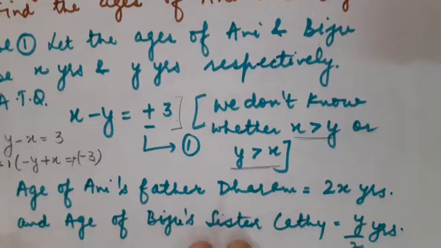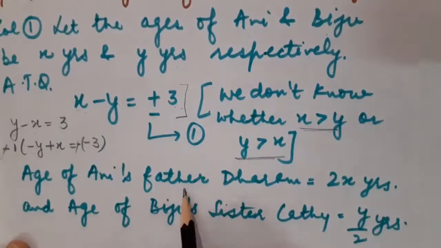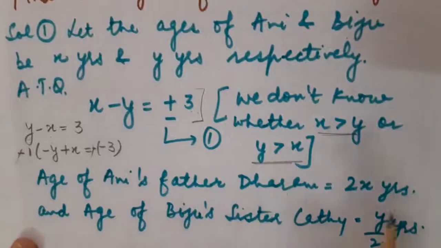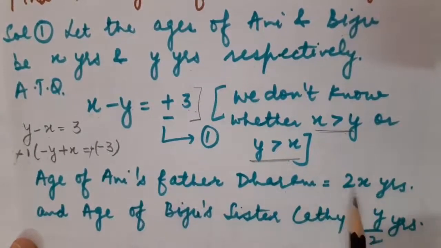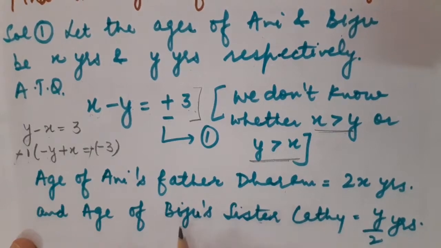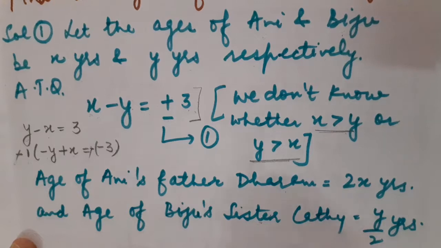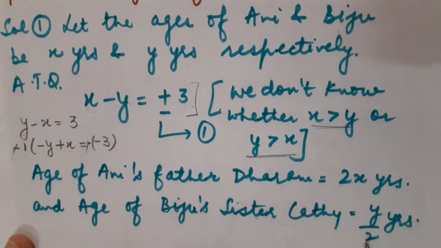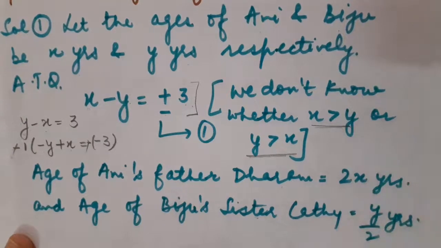Clear? Okay. Now, the age of Annie's father Dharam. As per the statement, the father's age is double the age of his son. So that would be 2x years. Now the age of Biju's sister. Because Biju was double his sister's age, definitely the sister will be half of her brother's age. So that will be equivalent to y upon 2 years.